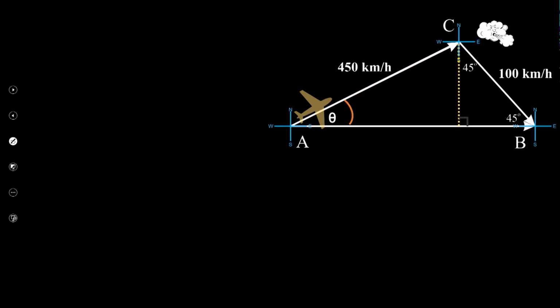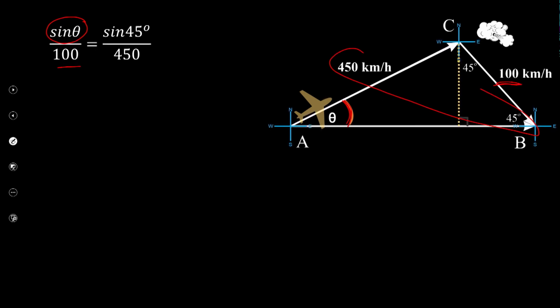Right, so let's set up our equation using the sine rule. And again, which version of the sine rule are we going to use? Because we want to find theta, we're going to start off with the version that has sine theta in the numerator. So sine theta over the side across from theta, so it will be 100. We'll substitute this 100 in, and we will use our other full pair, and our other full pair will be sine of 45, this angle here, over 450.